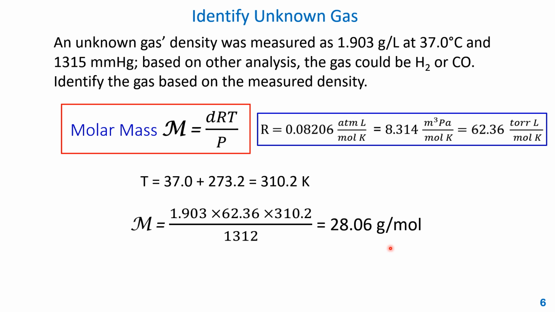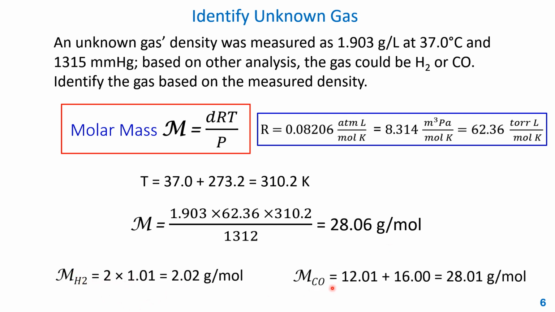Now, it's very obvious, right? Because the molar mass of hydrogen is 2, and the molar mass of carbon monoxide is 28. So the carbon monoxide is the unknown gas. So in this way, we can identify the unknown gas.